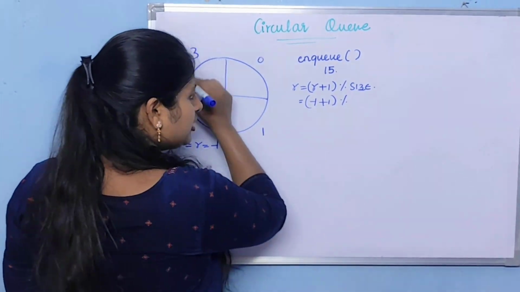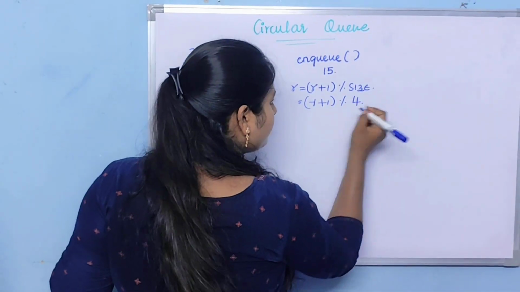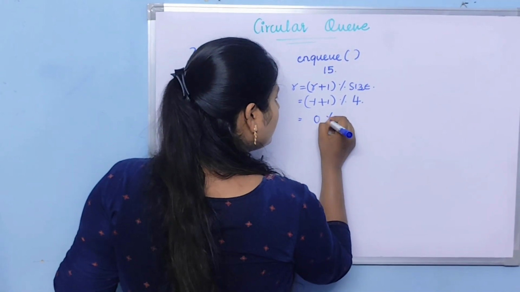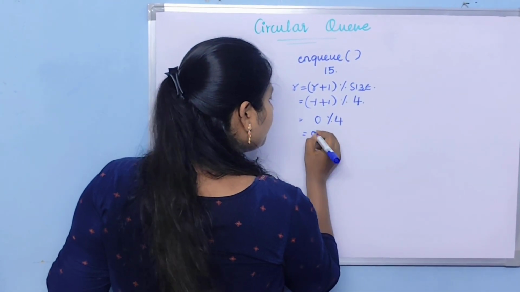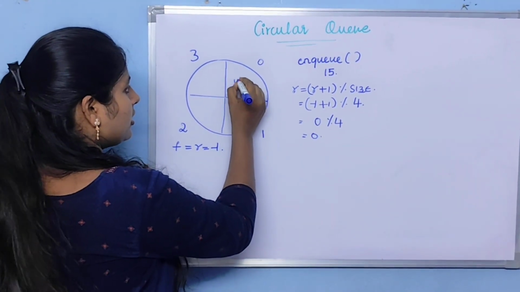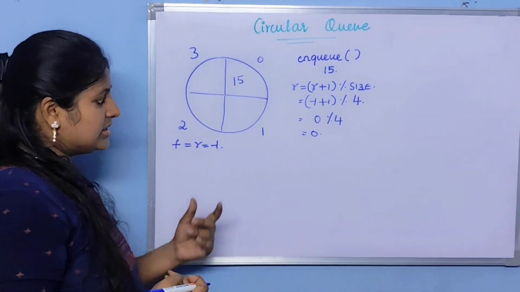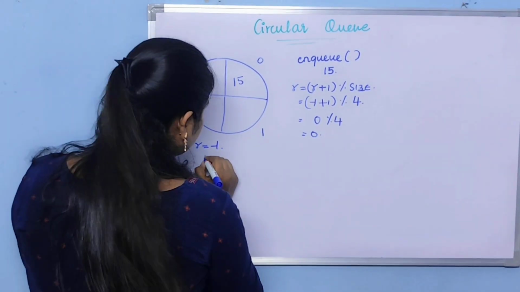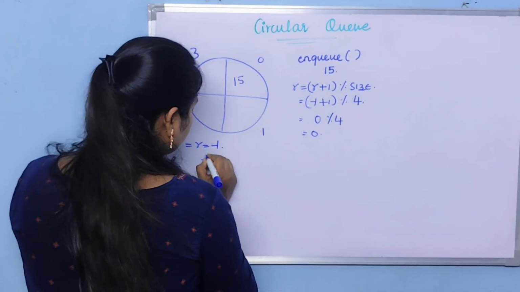Mod size is how much size is allocated for this: 4. That means 0 mod 4 equals 0. So the first element is added at the 0th position. Now the element is being inserted, and the front value is initialized to 0.